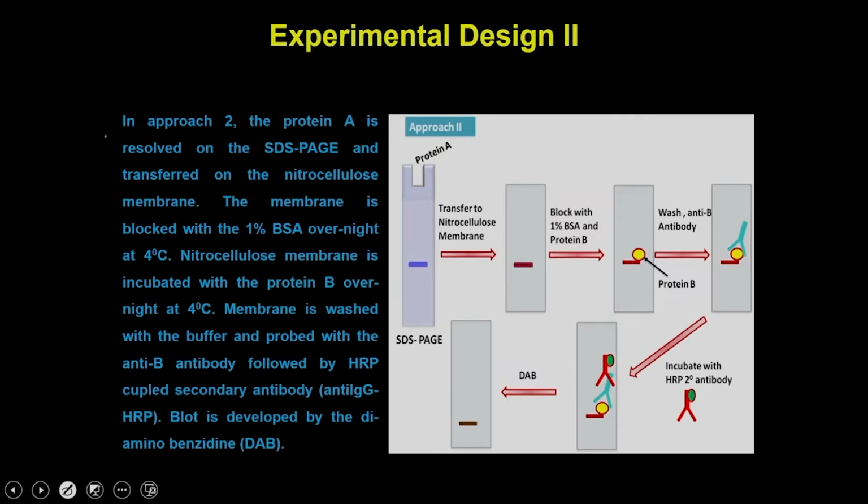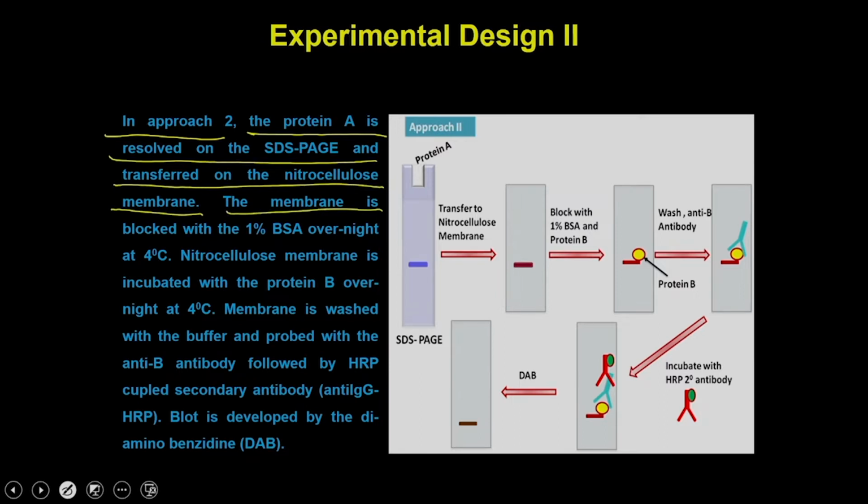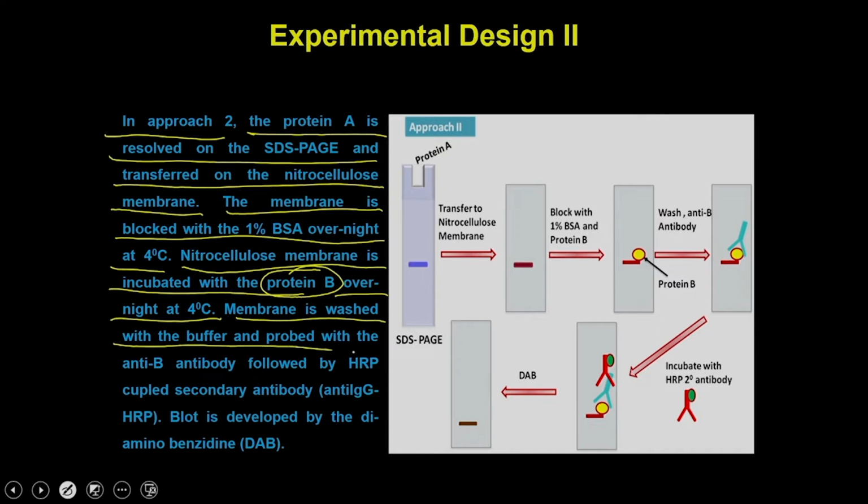So, in approach 2, the protein A is resolved on the SDS-PAGE and transferred onto the nitrocellulose membrane. The membrane is then blocked with 1% BSA overnight at 4 degrees. The nitrocellulose membrane is incubated with the DNA polymerase or the protein B overnight at 4 degrees. The membrane is washed with the buffer and probed with the anti-B antibodies, followed by HRP-coupled secondary antibodies. The blot is developed by diaminobenzidine, DAB.